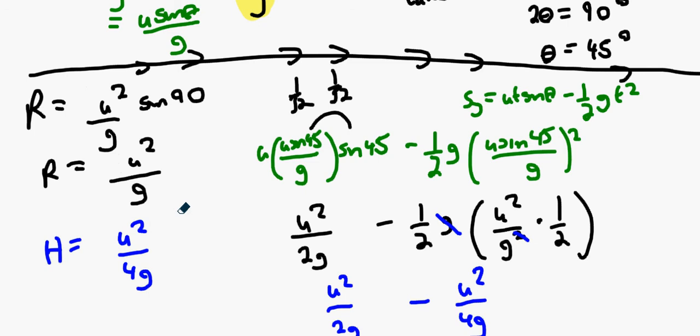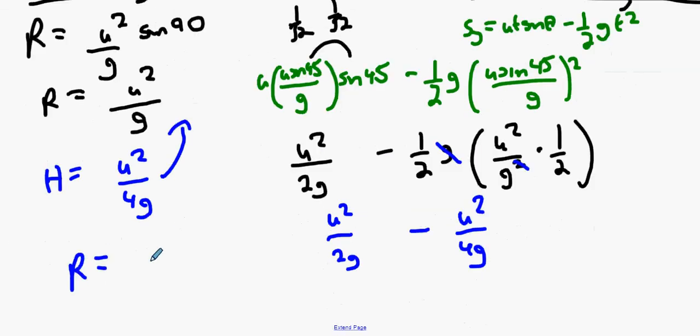Now one of them is 4 times bigger than the other one. My bad. So when I did the 2u sine theta cos theta, I should have got rid of that 2. Okay. So we can now see that the range is 4 times bigger than the height. So you say R equals 4h, and you're done. All right. Okay.